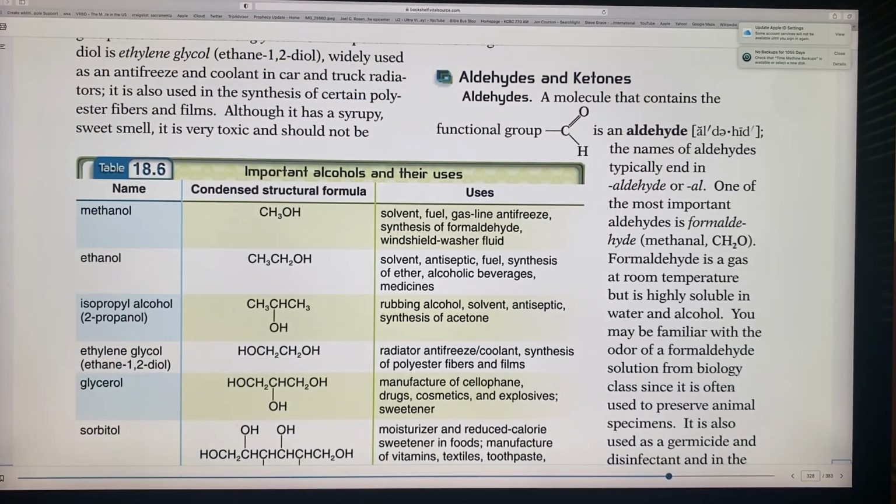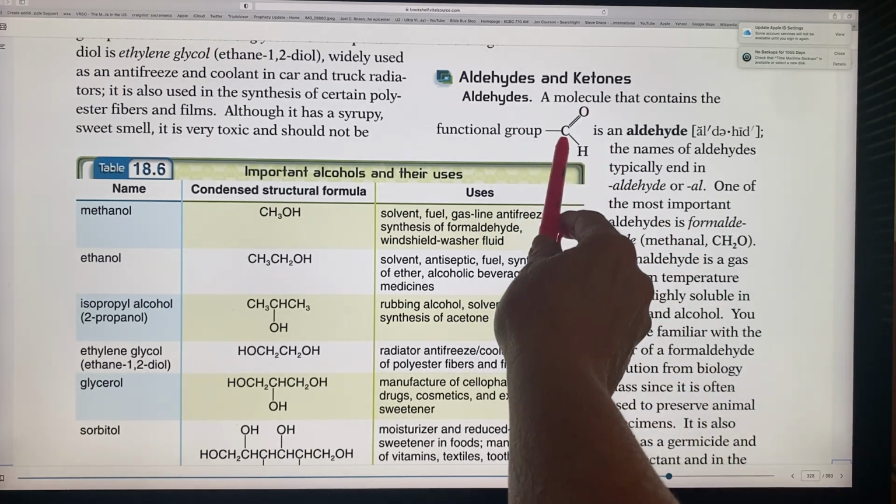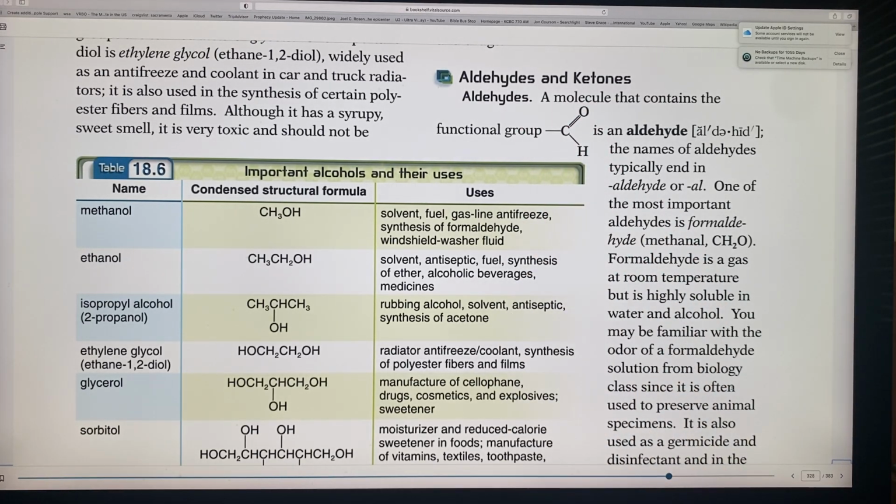So the next thing we're going to talk about is aldehydes. When you think of formaldehyde, right? We'll talk about aldehydes and ketones, but we're going to talk about aldehydes first. Aldehydes have a functional group that looks like this. Basically it has a hydrogen and a double bond. And aldehyde names end in -al, not -ol. So -ol will be an alcohol, but if it ends in -al, it's going to be from the aldehyde group. And formaldehyde is one of the main ones.